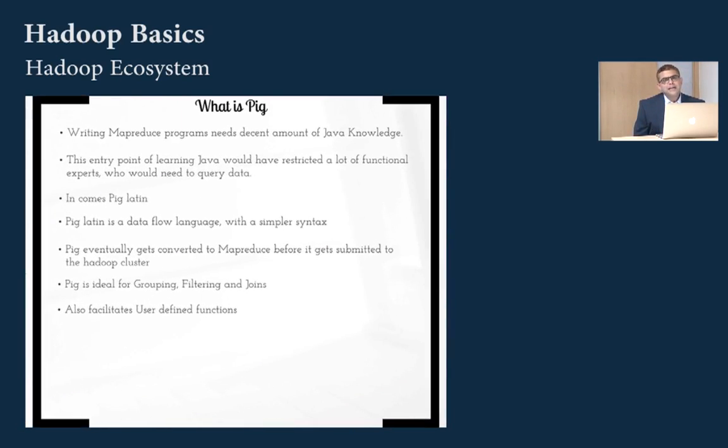Now, writing MapReduce programs needs a decent amount of Java knowledge. This entry point of learning Java would have restricted a lot of functional experts who would need to query data. That's where Pig Latin comes in. Pig Latin is a data flow language with a simpler syntax. So you don't really have to write Java code. You can write code in a script which is more English-like, and the Pig compiler or interpreter will take care of converting that to MapReduce.